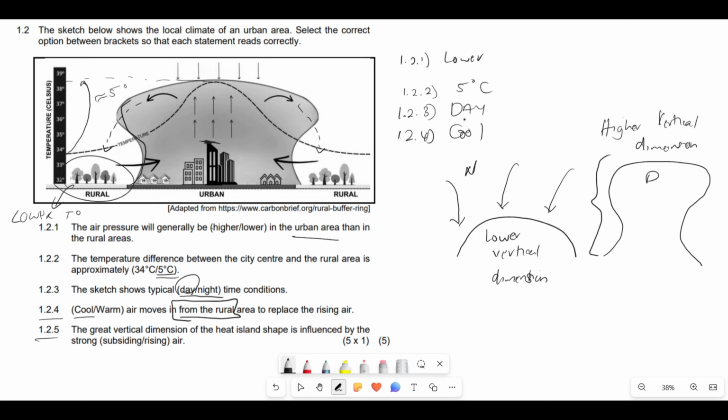1.2.5, the great vertical dimension, once again this appears, great vertical dimension of the heat island shape is influenced by the strong subsiding air, which will result in a lower vertical dimension, right? Or a dome shape, if I may say. Then rising air, as you can see here, results in a greater or higher vertical dimension, right? Meaning that the correct answer here would be rising.